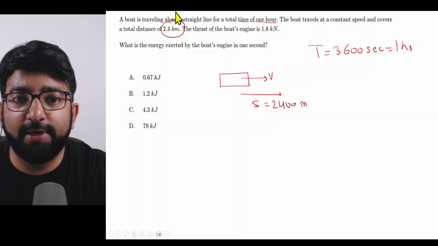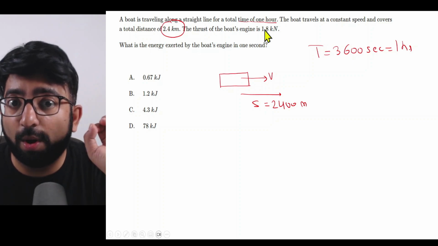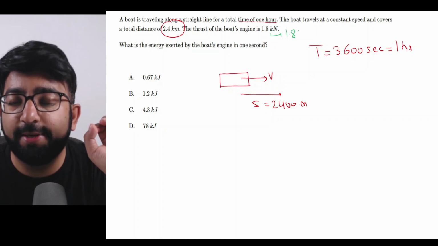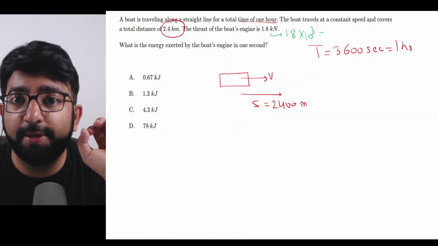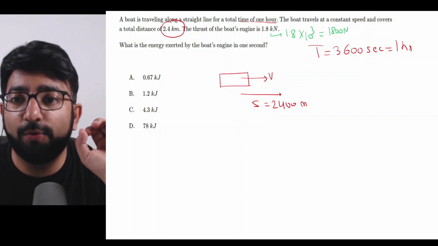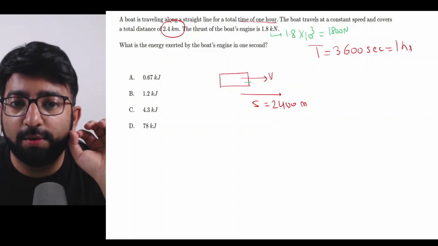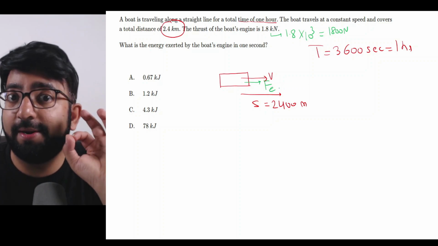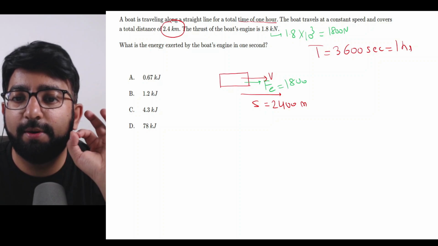Next, they have specified that the thrust of the boat's engine is 1.8 kilonewtons. Now, 1.8 kilonewtons is 1.8 multiplied by 10 to the power 3, which will be 1800 newtons. So in the diagram, I can draw a rightward applied force F, which is provided by the boat's engine, that is equal to 1800 newtons.